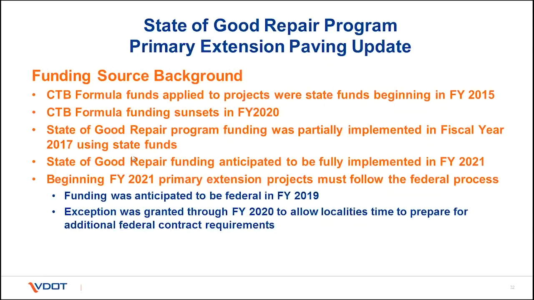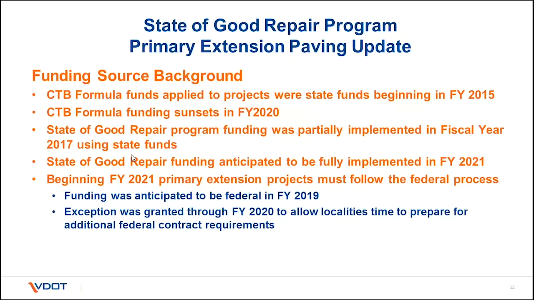When the primary extension program began, segments selected were funded with CTB formula set-aside funds, and segments selected for funding received an exception to the federal process. Beginning in 2017, state of good repair funds were applied to the projects in addition to the CTB formula set-aside. The combined allocations available from the two programs have been approximately $15 million per year.